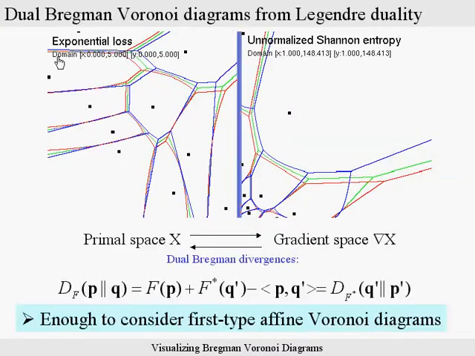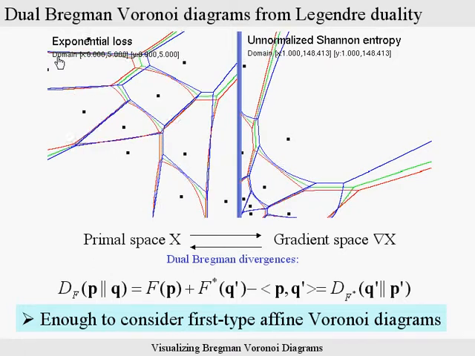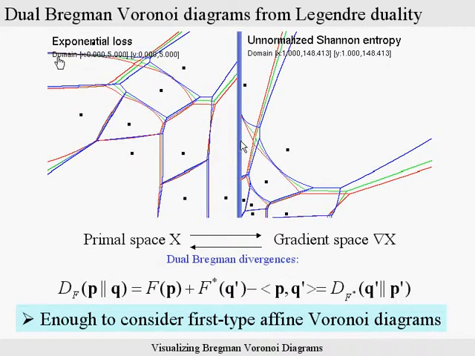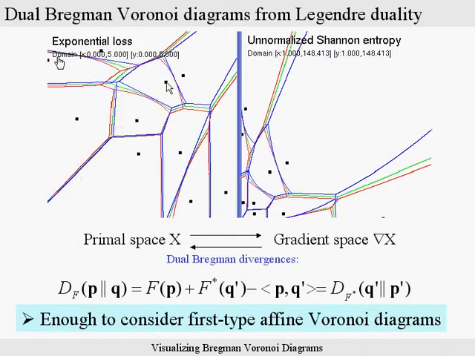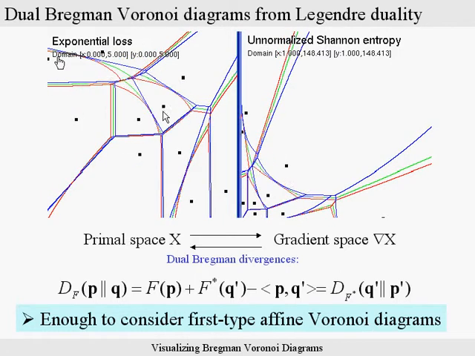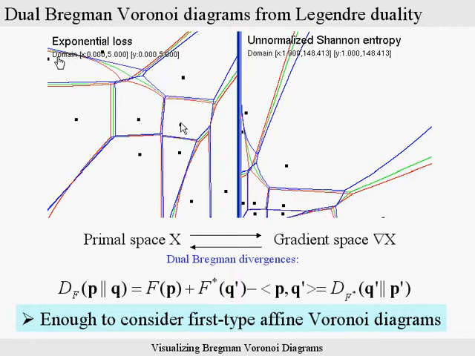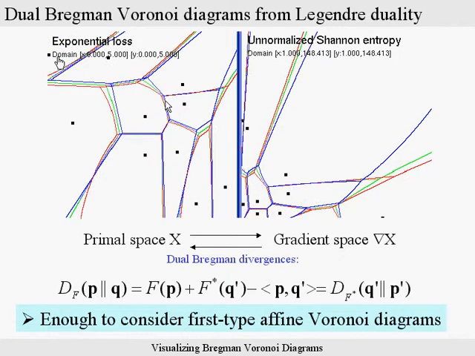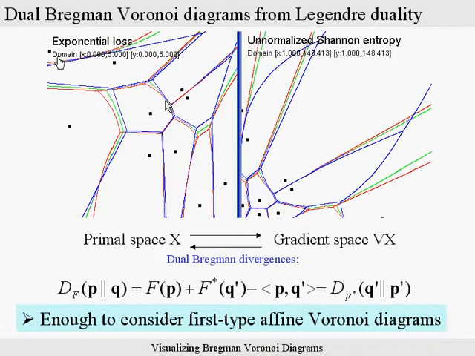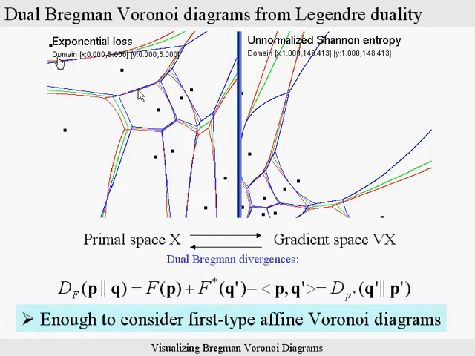Because the Bregman generator function f is convex, we can use the Legendre-Fenchel transformation to associate to f its dual f star, and it follows that any Bregman divergence D_f has an associated Bregman divergence D_f star that are linked by the following equation. Observe that here the prime denotes the derivative of f, and the arguments swap. Thus, it is enough to consider in the following first type affine Voronoi diagrams.